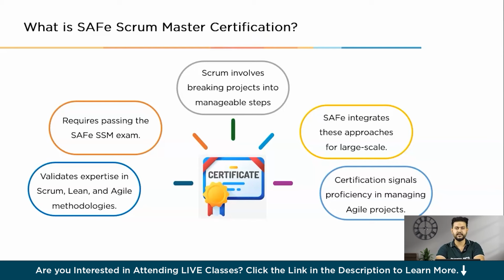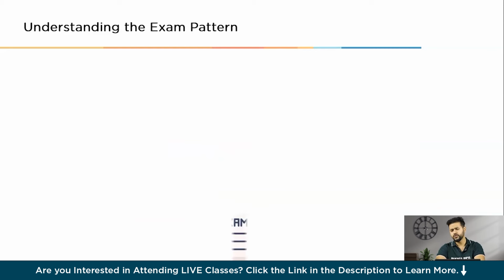So getting certified as a SAFe Scrum Master is like saying, hey, I know my stuff when it comes to managing Agile projects in big companies. It's a way to show employers that you have got the skills they need to keep their projects on track and their teams working smoothly. So this was about SAFe Scrum Master Certification. Now let's understand the exam pattern.